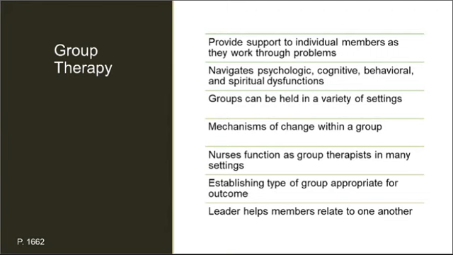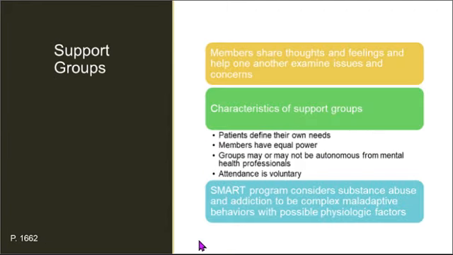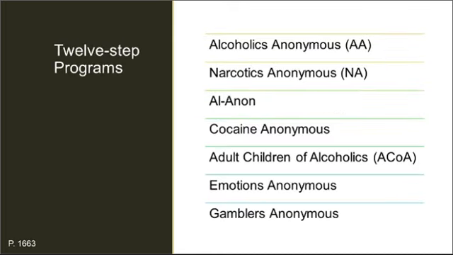This is on page 1962. Support groups: patients define their own needs. Members have equal power. Groups may or may not be autonomous from mental health professionals. Attendance is voluntary. SMART program considers substance abuse and addiction to be complex maladaptive behavior. 12-step programs are multiple different ones.